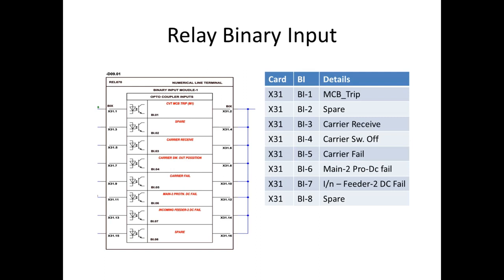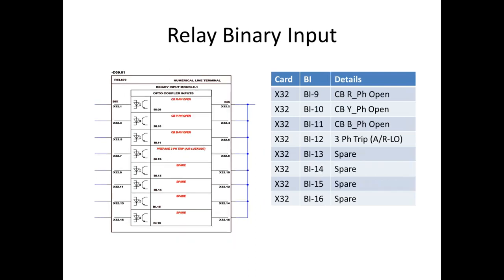Now we can see the binary input. In X31 it has 8 binary inputs, and the corresponding binary input namings I have mentioned here. Similarly X32 has another 8 binary inputs, so totally 16 binary inputs. So according to this card, in the application it will have the name BIM3.